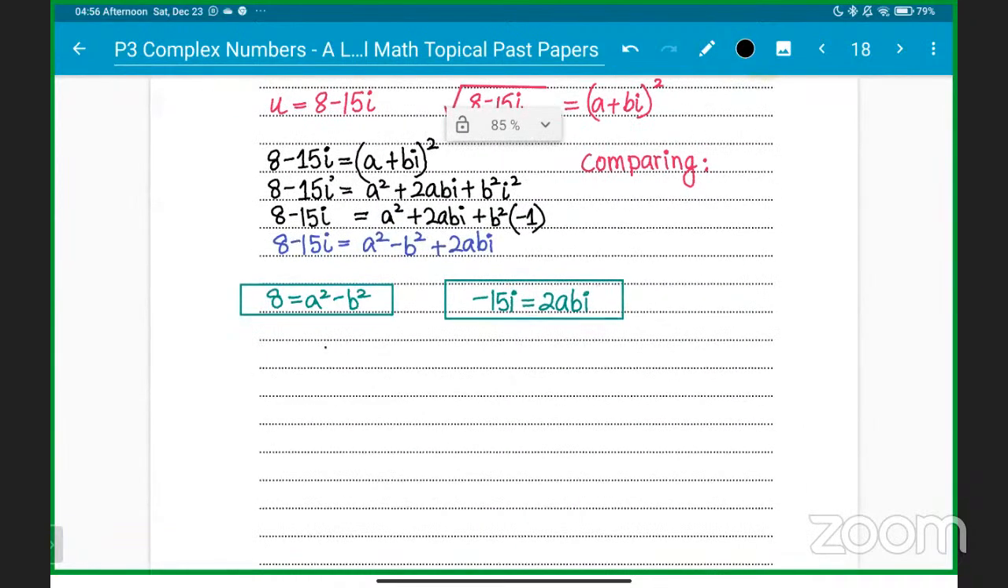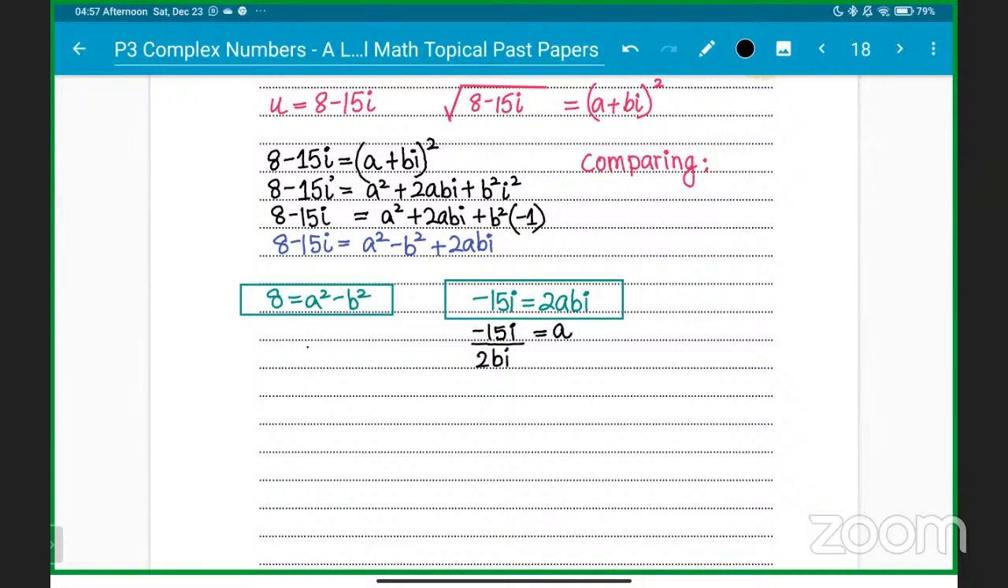Always remember, you have to solve this simultaneously, but you can't make the subject from the square value. So there is no other option: make the subject from here. What do you want to make the subject, A or B? Make A the subject. So minus 15i divided by 2bi is equal to A.